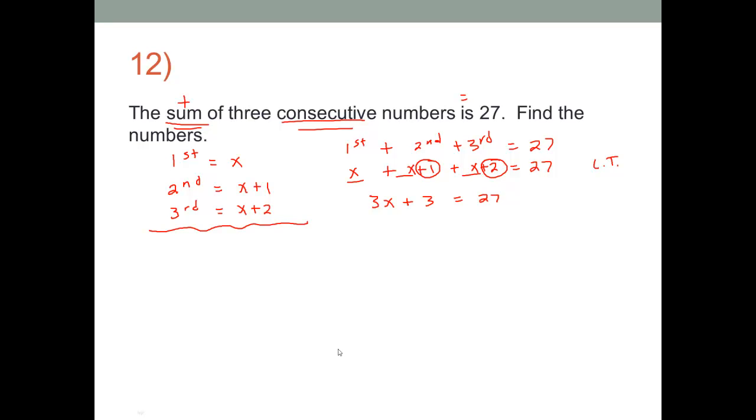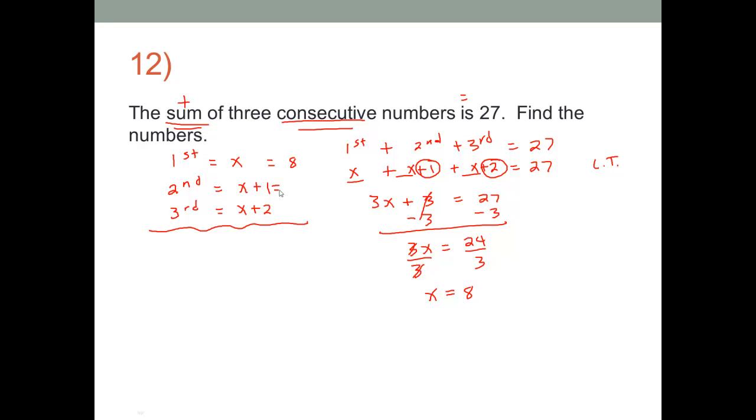Okay, so after like terms, we want to get our constants. This 3 moves over to the right hand side by subtracting 3. 27 minus 3 gives us 24. We don't want 3 times x, so let's divide by 3. X equals 8. That is what my first number is equal to. My first number is equal to 8.